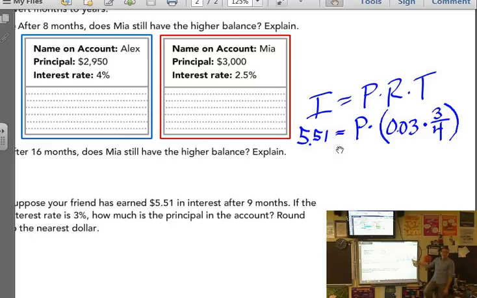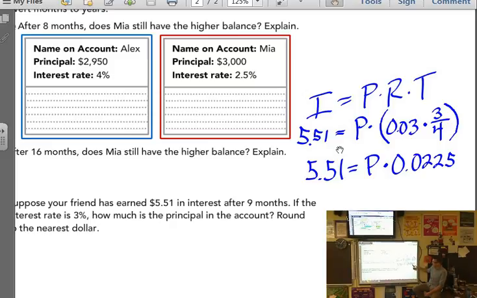So, can I do this multiplication? Yes. So do it then. Now we have $5.51 equals P times, what did I get from inside that parentheses? 0.0225. Wait, so yeah, 225 hundred thousandths is where that would be, because tenths, hundredths, thousandths, ten thousandths.